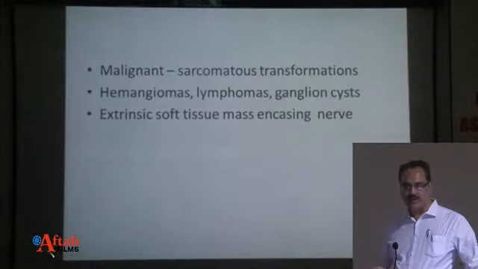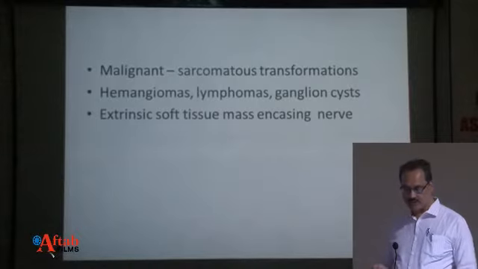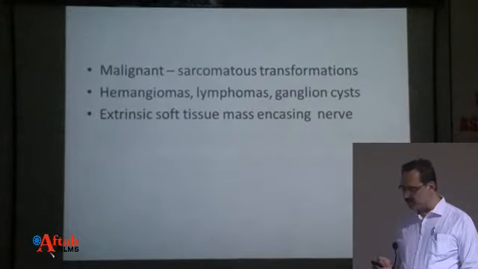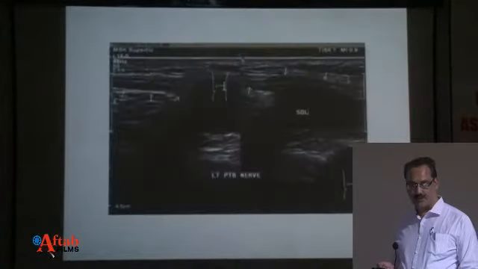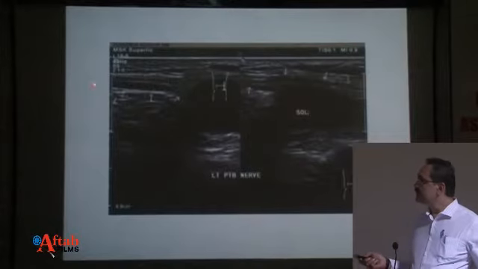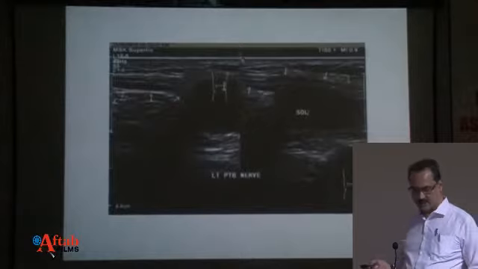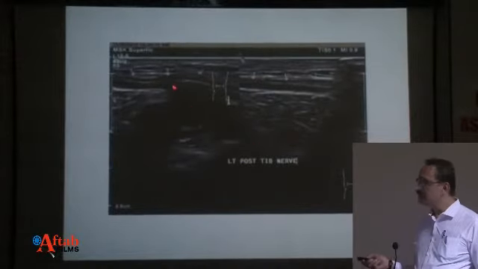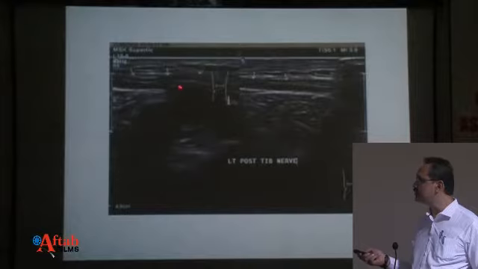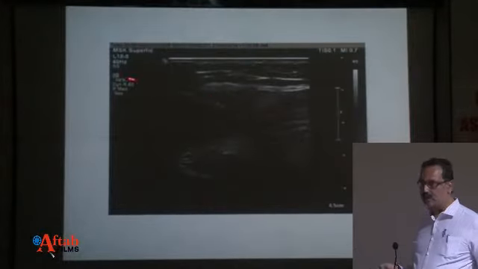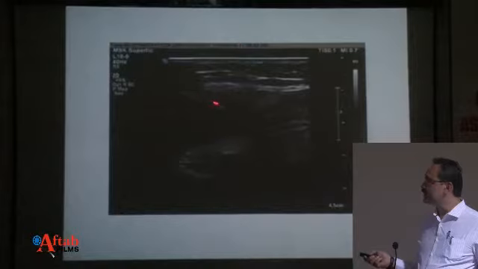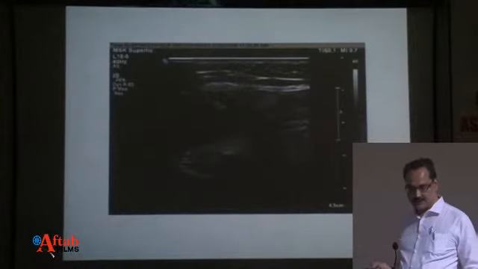Then it can be malignant hemangiomas, lymphomas, extending soft tissue, which are encasing the nerve, that can be diagnosed on ultrasound, which may not be possible on MRI. This is a case where the posterior tibial nerve is showing, and this is a large cystic lesion, which is involving the peripheral nerve sheath. This is the tumor, and it is compressing the nerve. The patient was having foot drop. And on ultrasound guidance, we took the biopsy from this mass lesion.